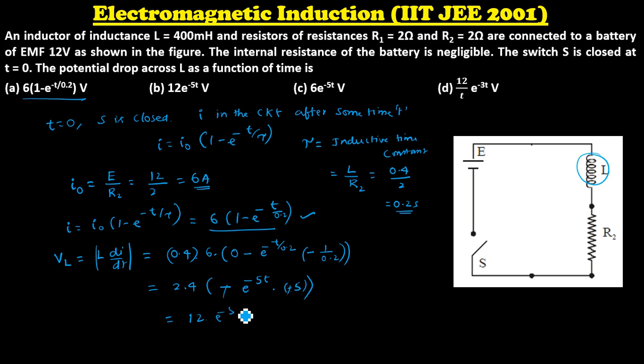So the potential drop across the inductor L is 12 e power minus 5t volts. Yes, that's what it is. Which option is correct here now? Option B is correct.